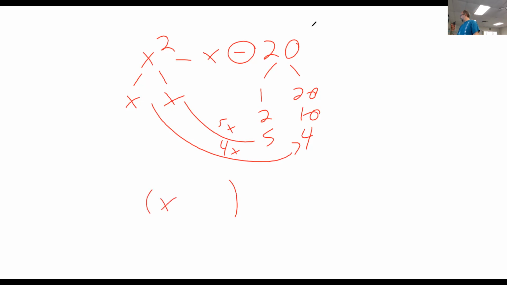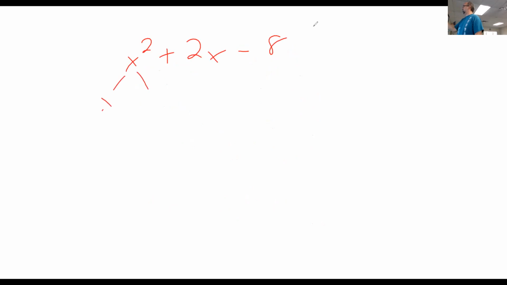So we know it's going to have x and 5, x and 4. Then we look at the first sign. The first sign is negative, so we know we're going to do subtraction. So the bigger product is the negative one. The other one's going to be positive. Okay, there we go. Next one, for example, we've got x squared plus 2x minus 8.